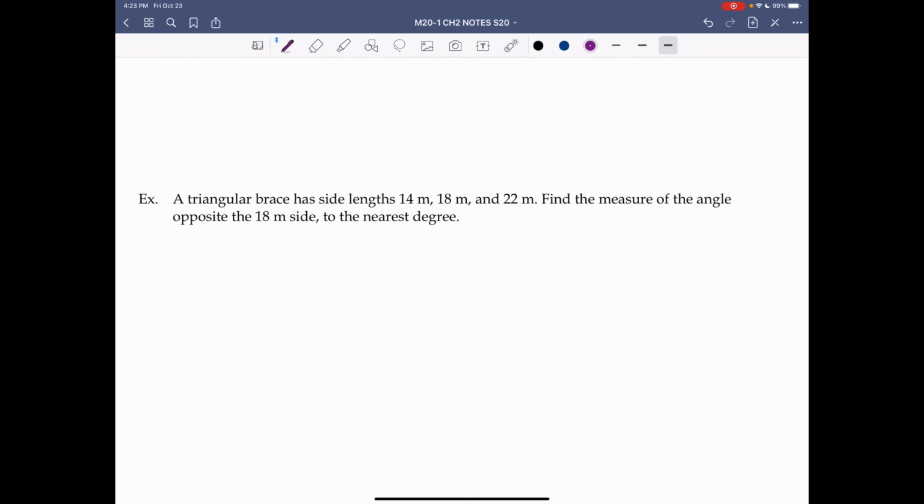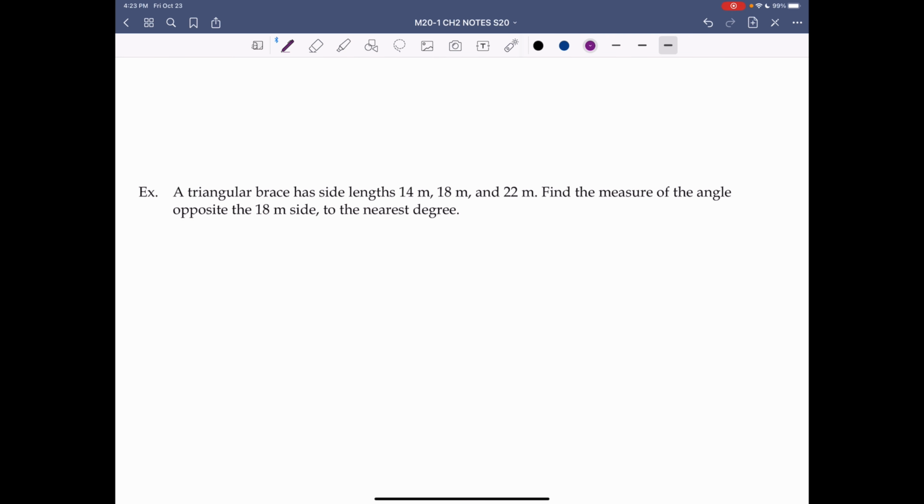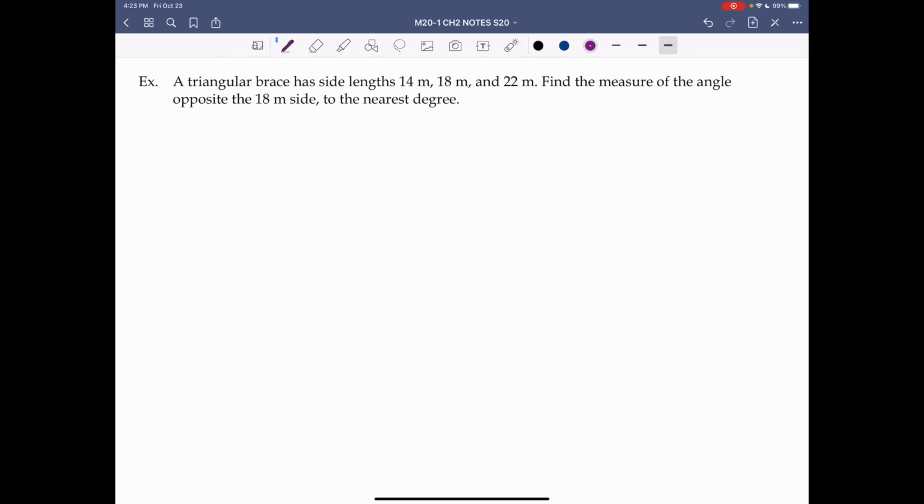Next question. A triangular brace has side lengths 14 meters, 18 meters, and 22 meters. Find the measure of the angle opposite the 18-meter side to the nearest degree. Again, just draw an oblique triangle. It doesn't really matter if it looks to scale or not.